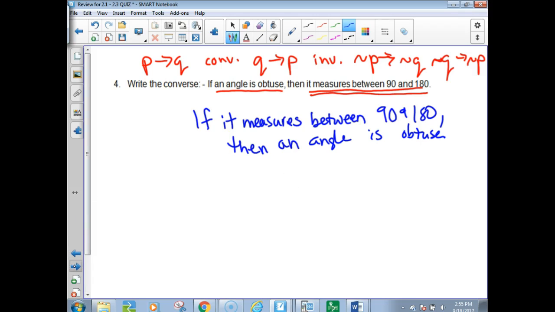Does anybody need this? Okay. Now I'll try to do a tiny bit of abbreviations in here if we just shorten these up a little bit. I didn't have much I could do on that one. And if you wrote, if an angle measures between 90 and 180, then it is obtuse, that's absolutely fine, as long as the sense is the same as what I wrote.